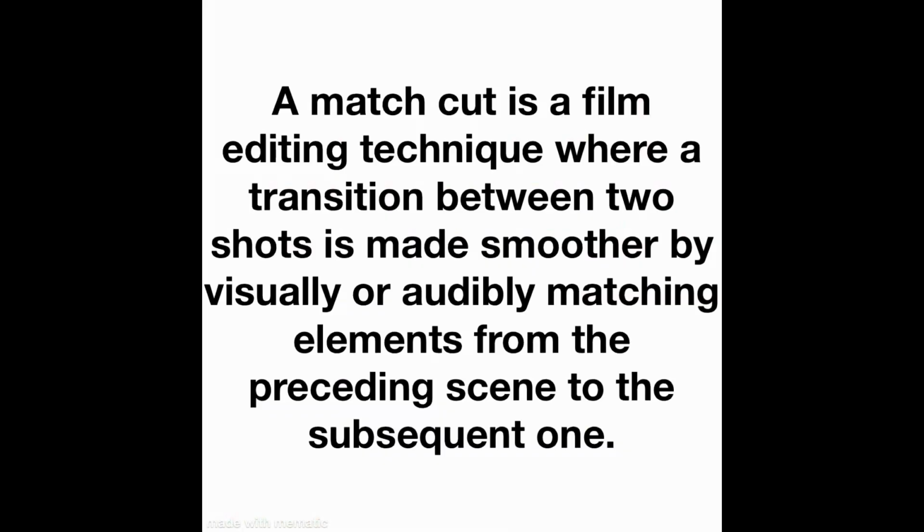Okay, so what we've just seen is John Wick fall about 25 feet onto a wood floor. Now, what are we actually seeing here on the screen? Well, the director made a choice to use the technique match cut here. A match cut is a film editing technique where a transition between two shots is made smoother by visually or audibly matching the elements from the preceding scene to the subsequent one.